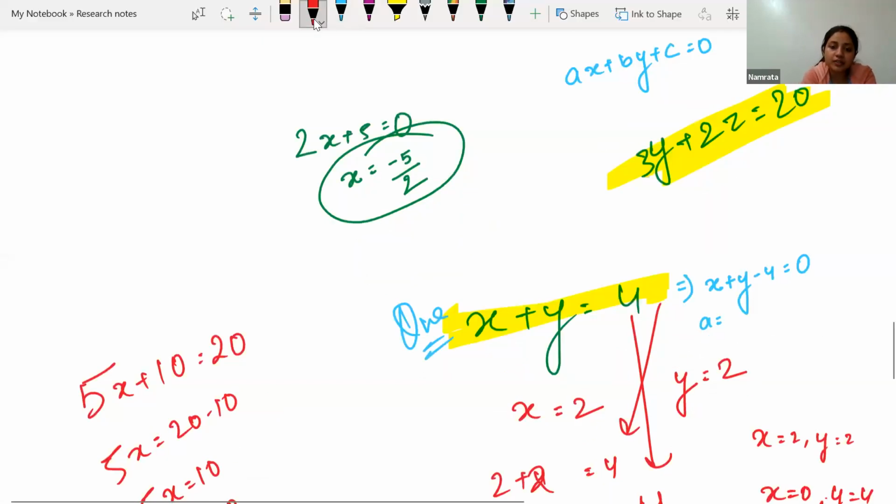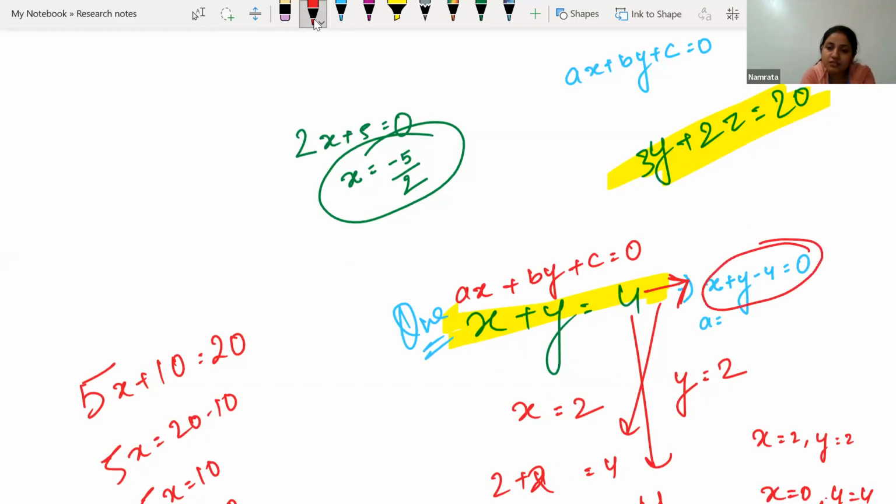We are comparing it with ax plus by plus c is equals to 0. We are writing it in this form. We have written our equation like this, so that it will look like ax plus by plus c is equals to 0. We are writing it in this format.